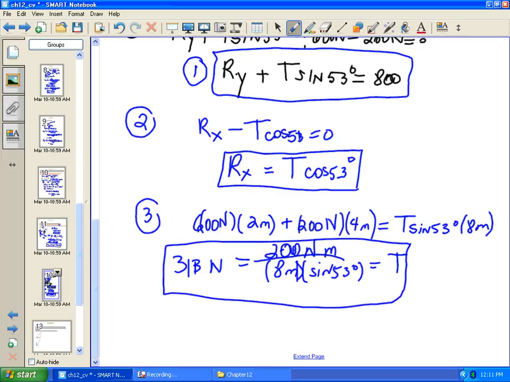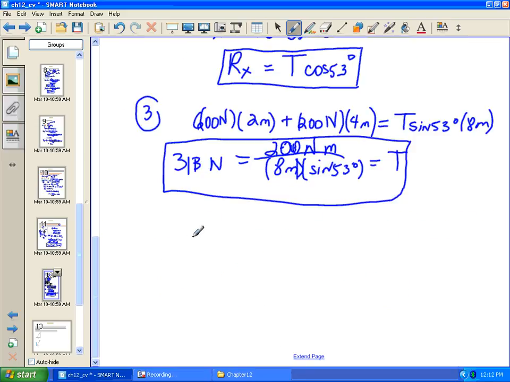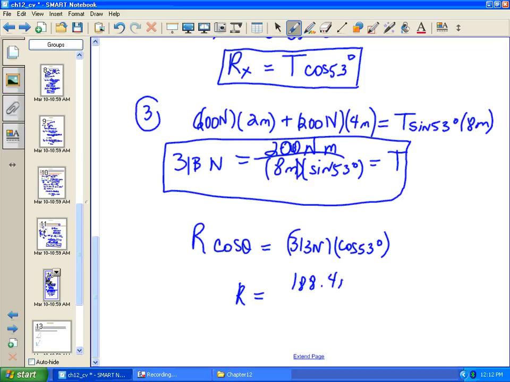Well, can we get R sub x? Sure we can. R sub x, or in other words, R times the cosine of theta, the unknown theta, is equal to 313 newtons times cosine of 53. And we get then, if we go back up, R equal to 188.4 newtons, and we're going to divide that by the cosine theta.